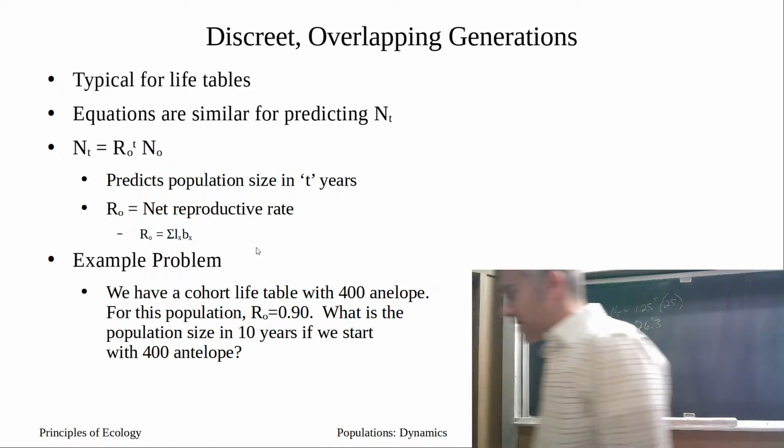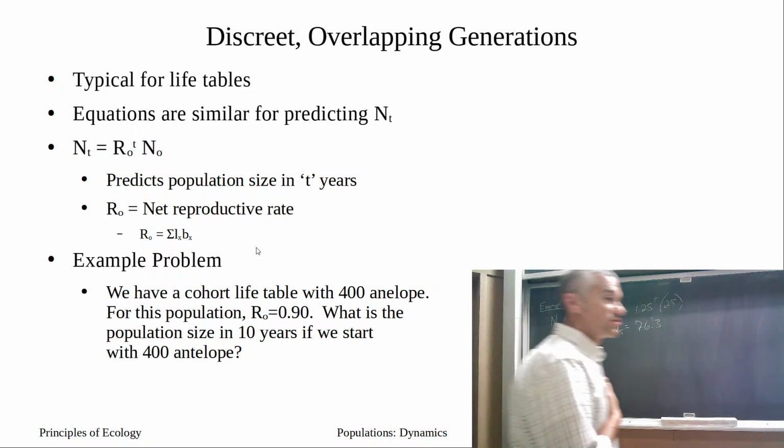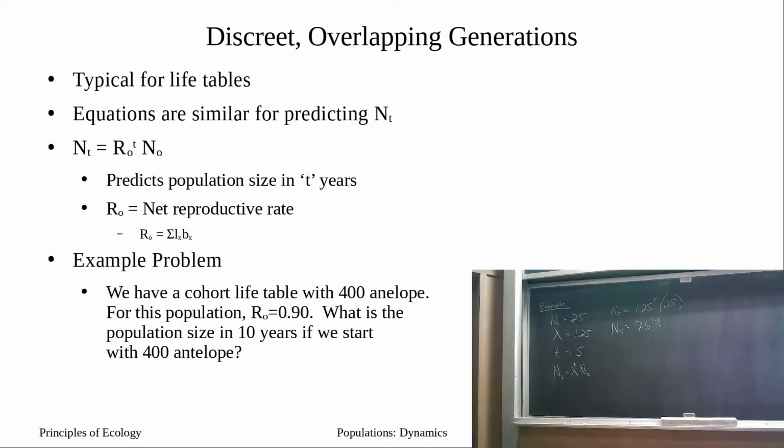All right. So we have another form when we have discrete generations, but we have overlapping generations. This is a typical situation for life tables. And for life tables, this also applies for some continuous generations, but when we make the life table, we assume that we have discrete generations, just based on our age classes and so forth. So the equations are similar to this.